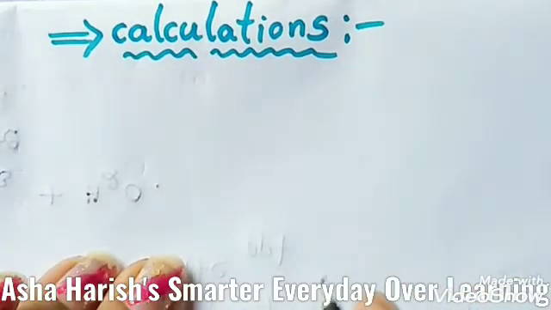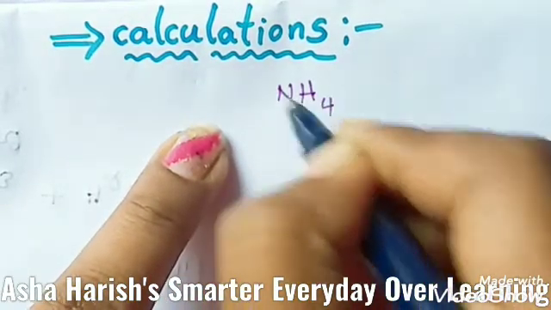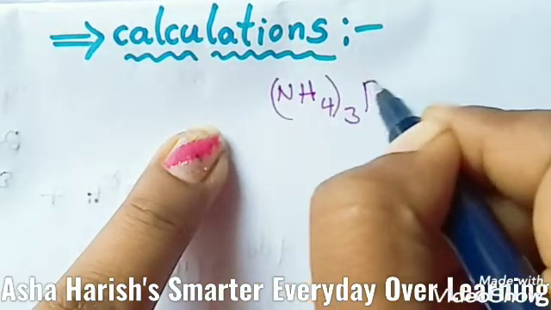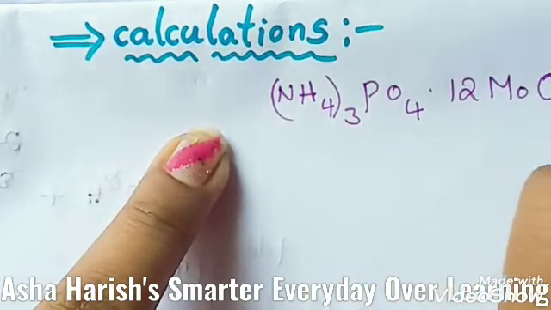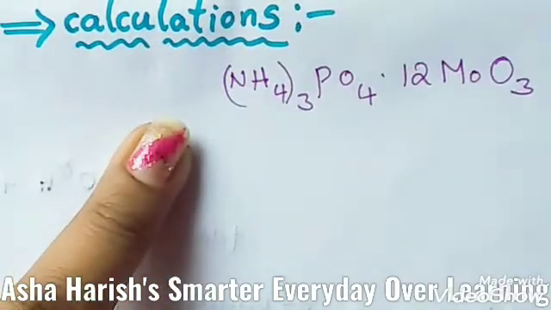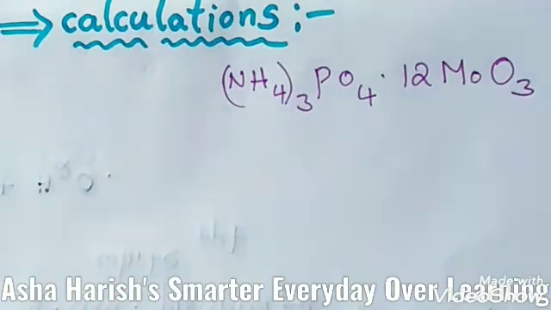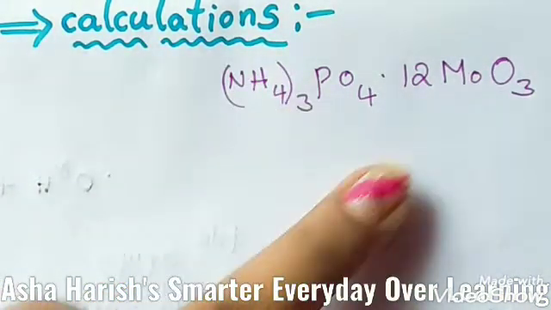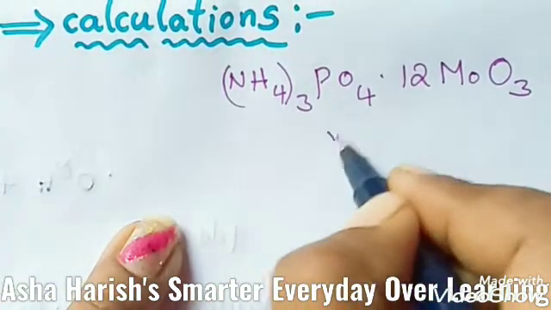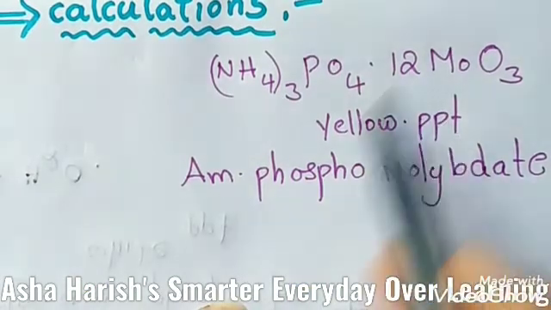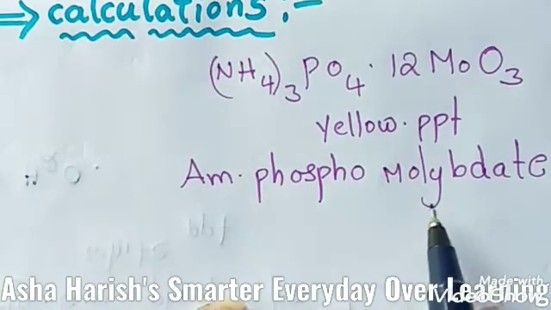If phosphorus is estimated as (NH4)3PO4·12MoO3, this is the molecular formula. The name of this compound is ammonium phosphomolybdate, which is yellow in color. So it is a yellow colored precipitate, and the name of this compound is ammonium phosphomolybdate.